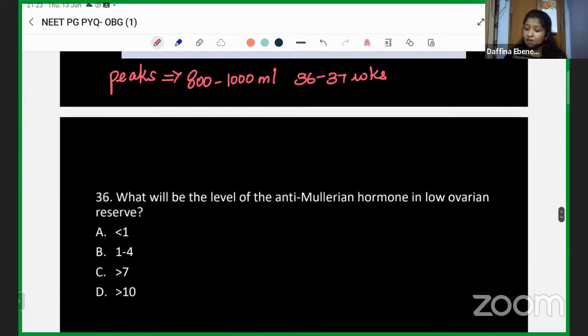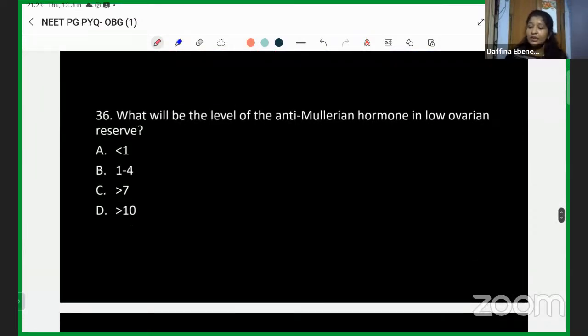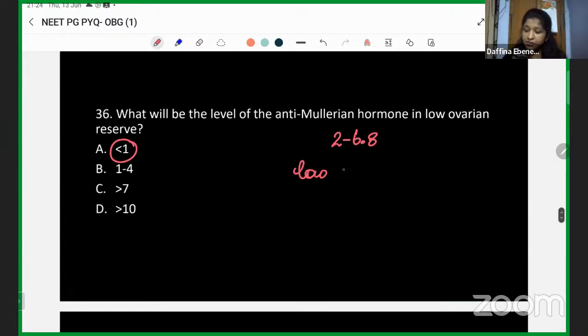What will be the level of the anti-Mullerian hormone in low ovarian reserve? In case of low ovarian reserve, the level of anti-Mullerian hormone, the straightforward question, the answer, it's less than 1. What is the normal anti-Mullerian hormone level? 2 to 6.8. If it is low ovarian reserve, it is less than 1. If it is more than 10, it is seen in two conditions, PCOS and ovarian hyperstimulation syndrome.